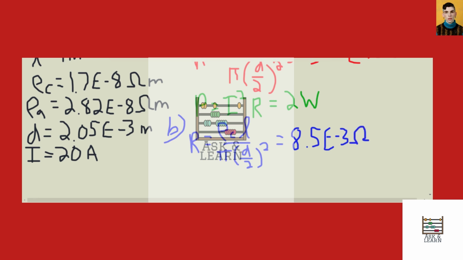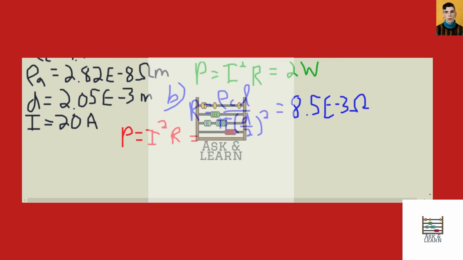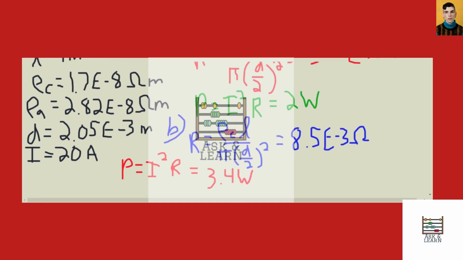And then we're going to do the same thing as before. Power is equal to I squared times this new value of R. So the new power is equal to about 3.4 watts. So the power when using aluminum is higher than the power when using copper.